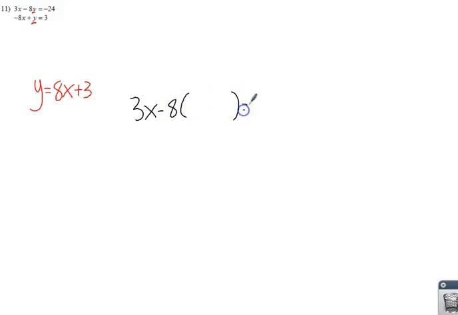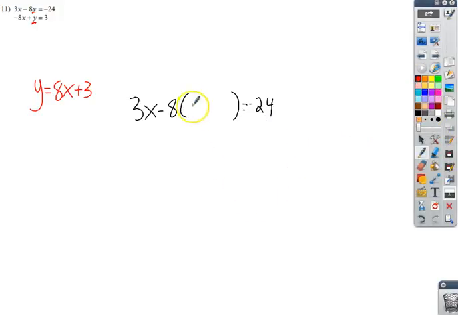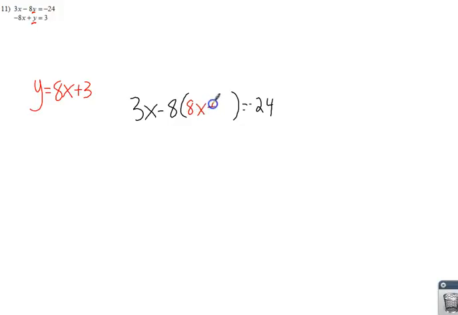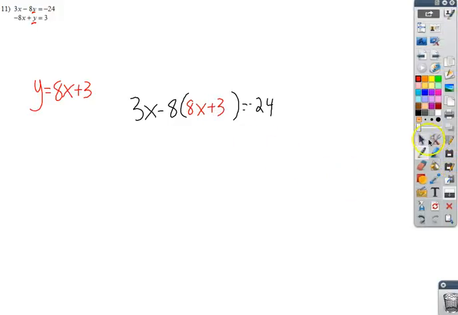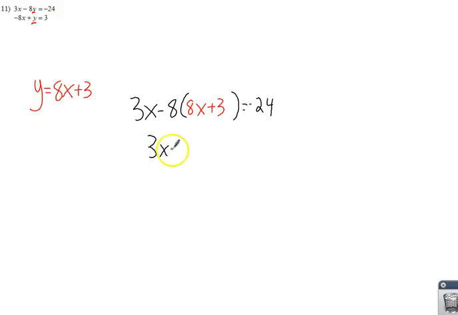Now, here's where it gets a little tricky. Notice how it's a negative 8 on front. So I've got to put this in here. So let's go ahead and work on this. I get 3x minus 64x minus 24 equals negative 24. I get negative 61x minus 24 equals negative 24. I add 24, I get negative 61x equals 0.